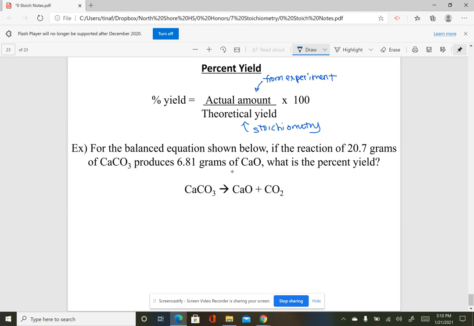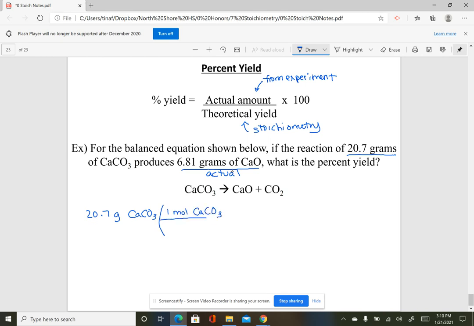So guys, this is the actual. When the student did the experiment, this is how much calcium oxide they actually got. So that's going to be our top number. But we need to figure out, if I started with this much calcium carbonate, how much calcium oxide should I have been able to make? So 20.7 grams of calcium carbonate. Let's change it to moles. 1 mole of calcium carbonate.